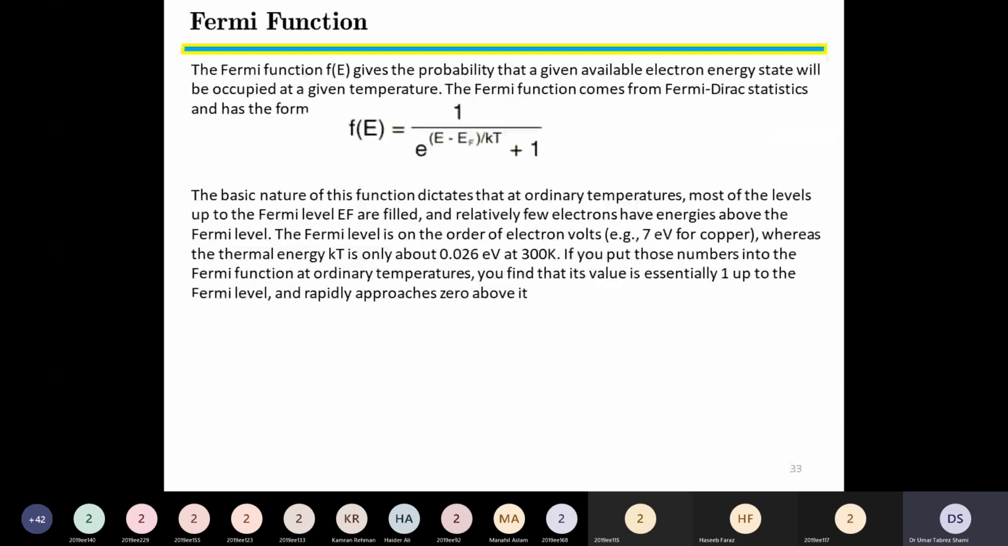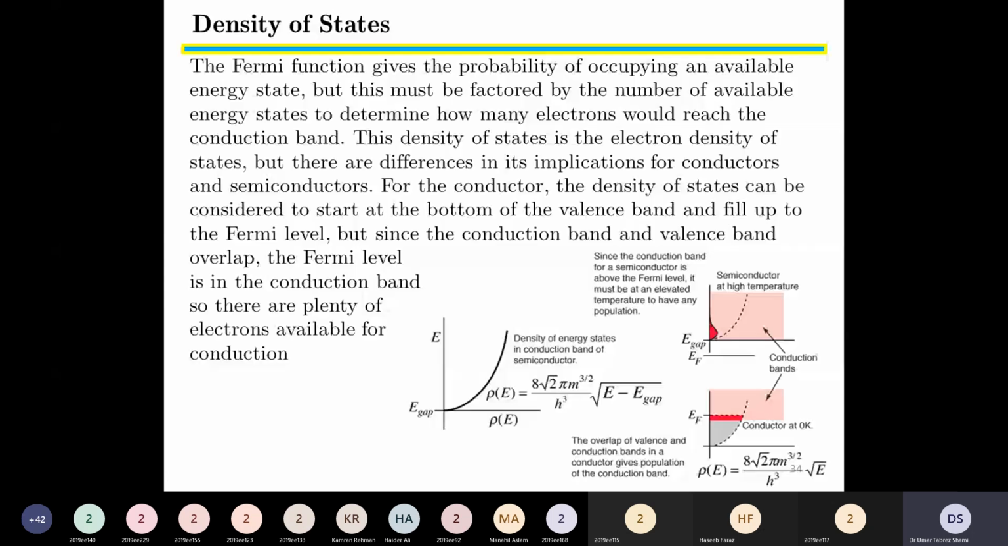Now we have two concluding slides. ये concluding slides हैं. Fermi function gives the probability of a given available electron energy state to be occupied at a given temperature by this formula. और इसके आगे definition, और फिर आगे density of state. The Fermi function gives the probability of occupying an available energy state, but this must be factored by number of available energy states to determine how many electrons would reach the conduction band.